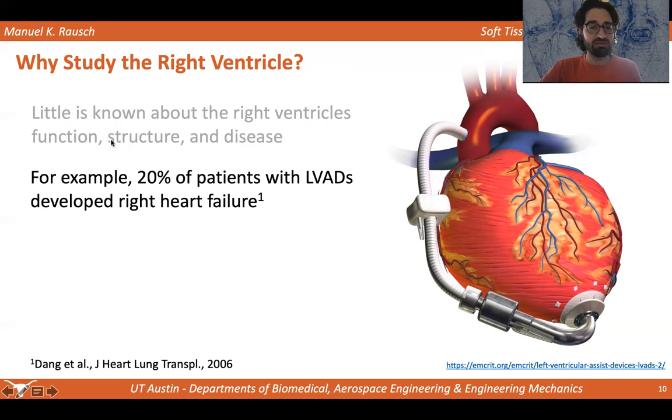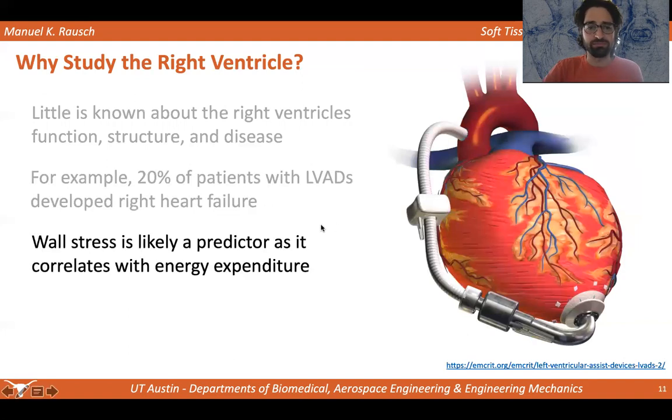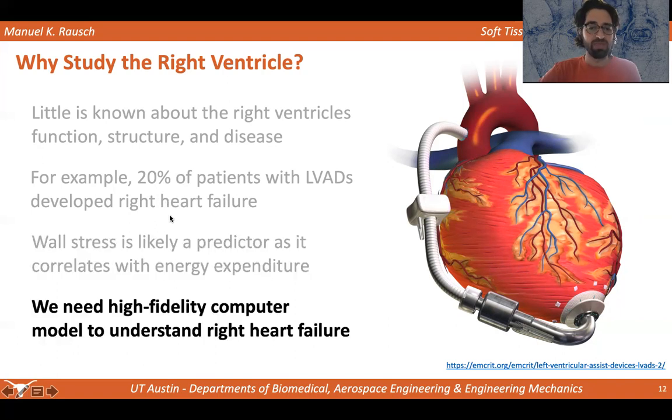One of the ones that I'm really interested in is a phenomenon in which we implant left ventricular assist devices, LVADs, to save patients that have left heart failure. But in 20% of those patients, once you save their left ventricle, actually their right ventricle fails, and we don't understand why that is. It is very likely that wall stress could be a predictor. And if we were able to predict in whom that happens, then we could, of course, take special care to prevent, in those 20% of patients, right heart failure.